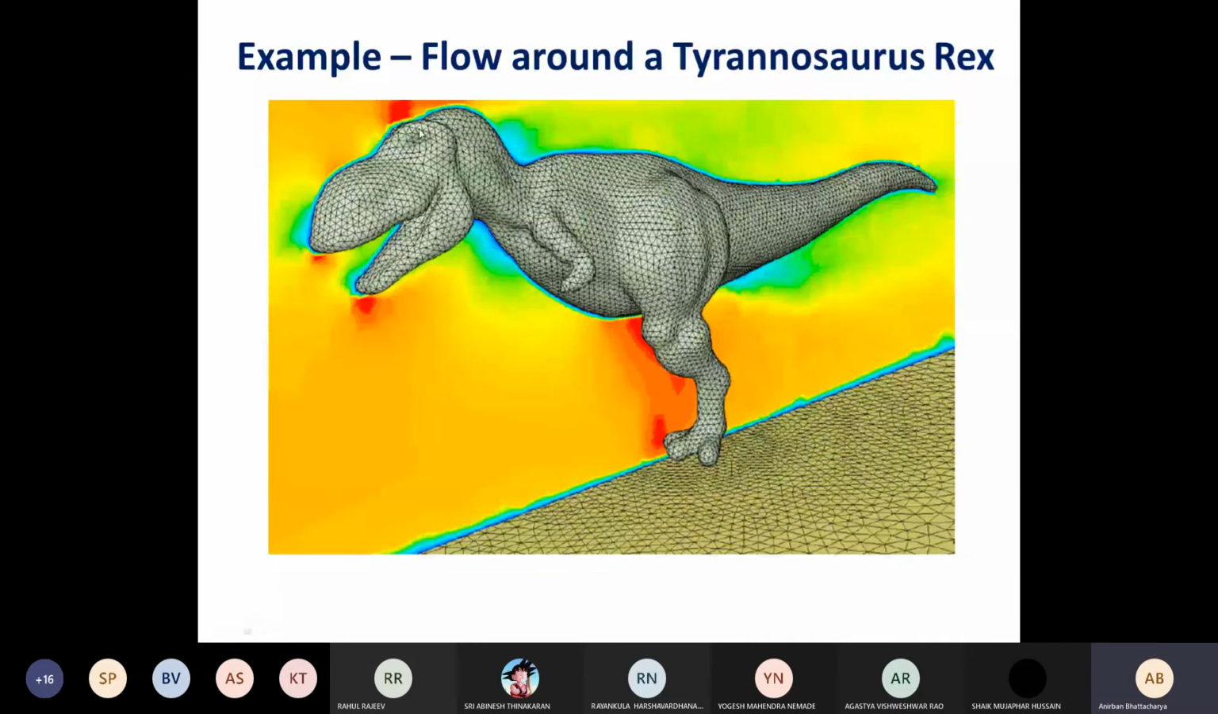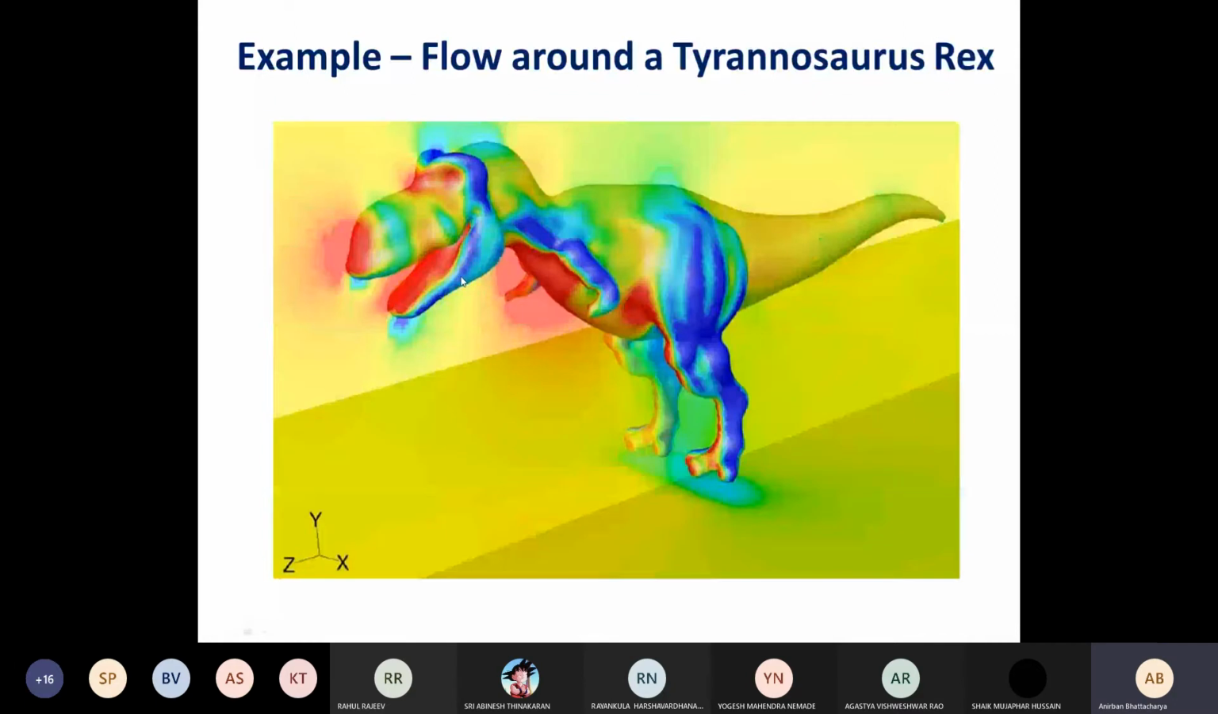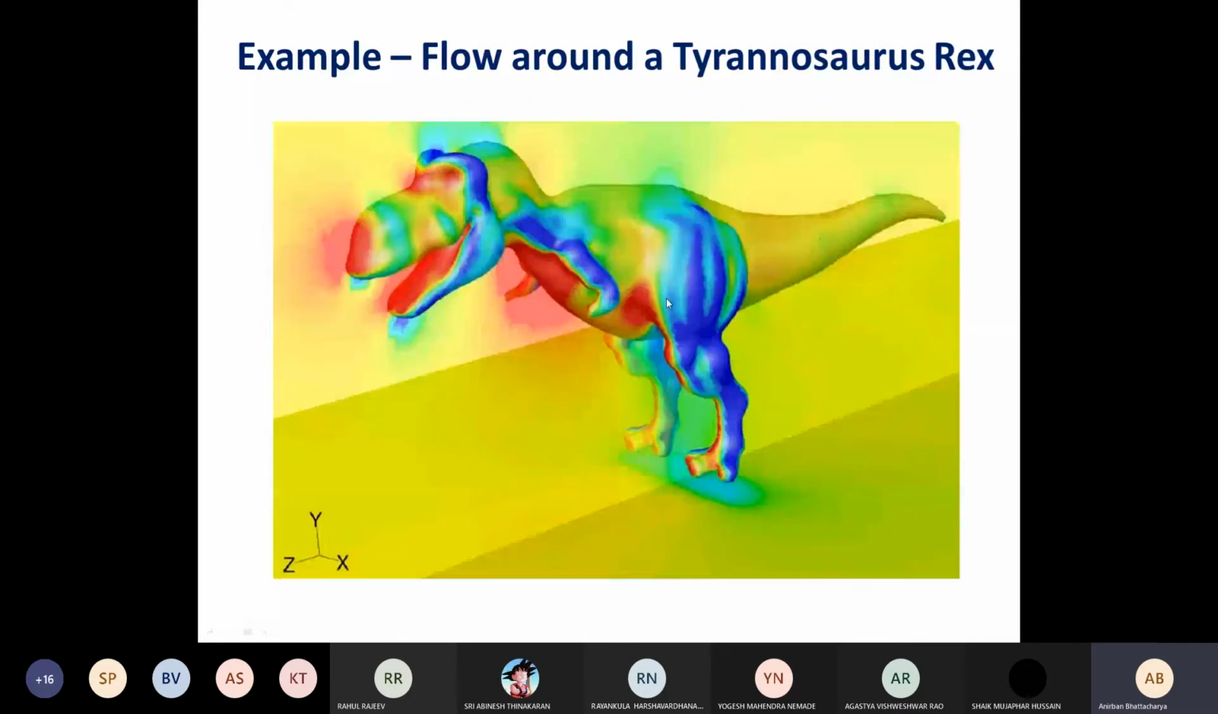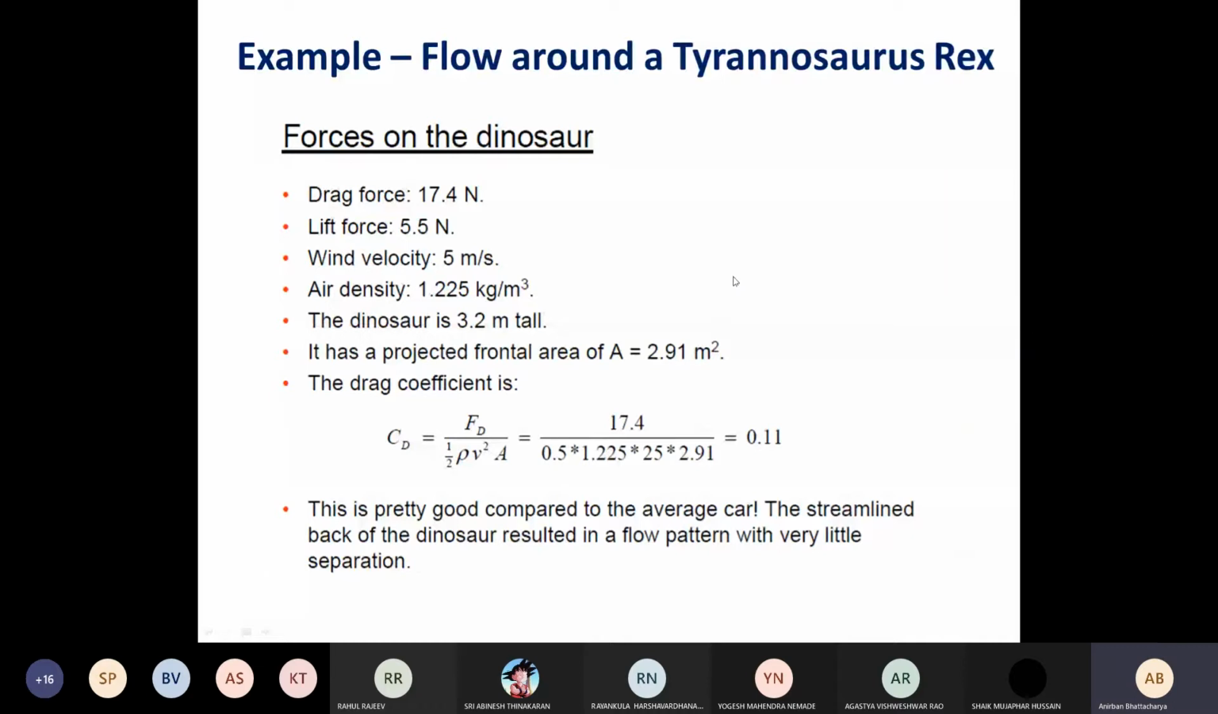Tetrahedral meshes will be there. I think this is the velocity vector, and this is the pressure contour. This is the velocity magnitude contour. This is the pressure contour, which shows the stagnation pressures in all these directions. And then, by using post processing, based on the data, whatever we need to calculate can be calculated.